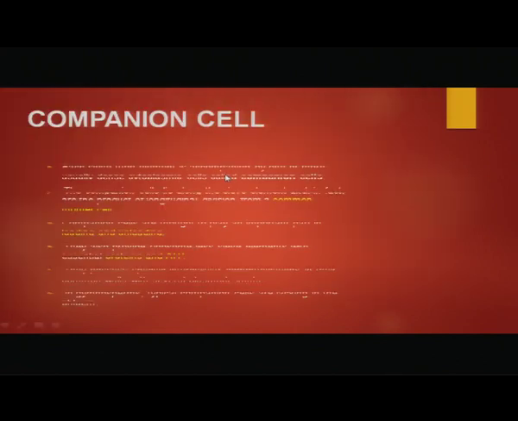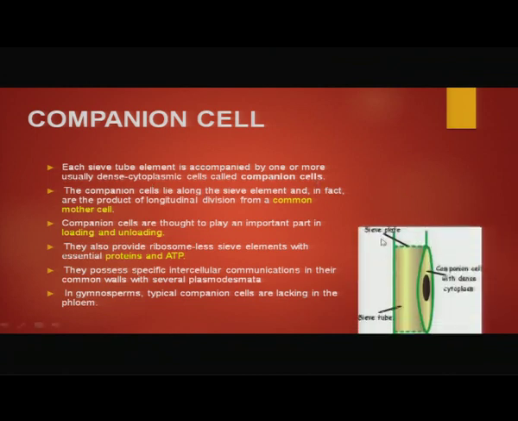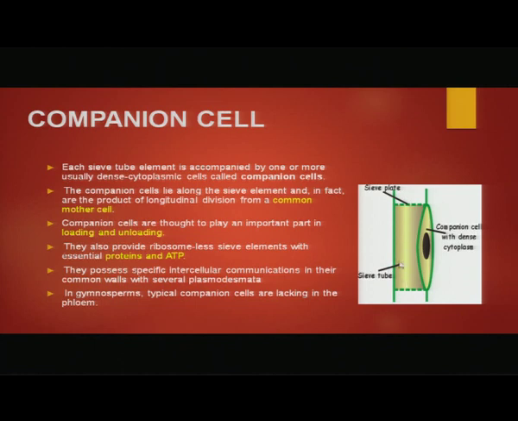So, talking about the companion cells, each sieve tube element is accompanied by one or more usually dense cytoplasmic cells called companion cells. So, if this is the sieve tube cell, you can see the sieve plate here. So, this will be the companion cell. It has dense cytoplasm and a conspicuous nucleus. The companion cells lie along the sieve element and in fact are a product of longitudinal division from a common mother cell. That is, the sieve tube cell and the companion cell both originate from a common mother cell.